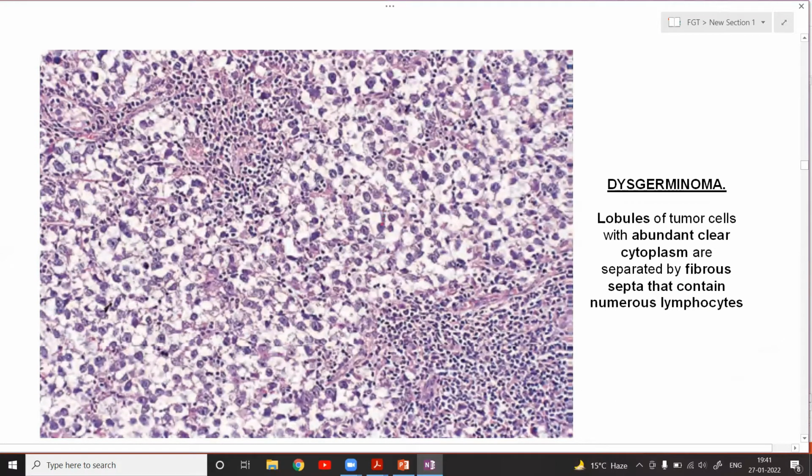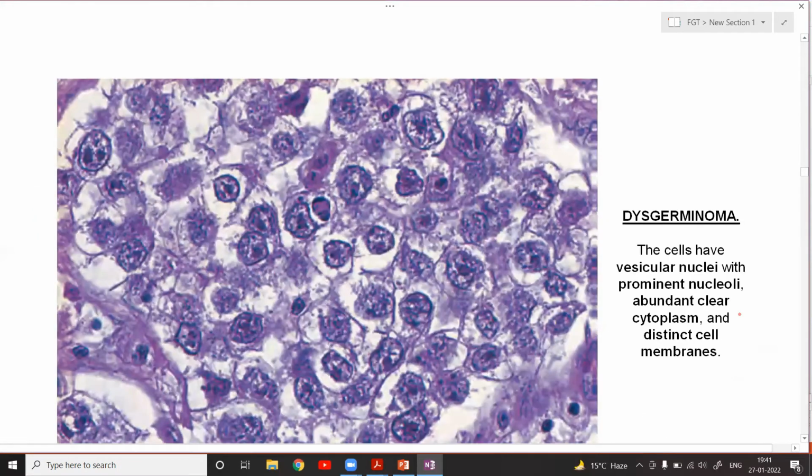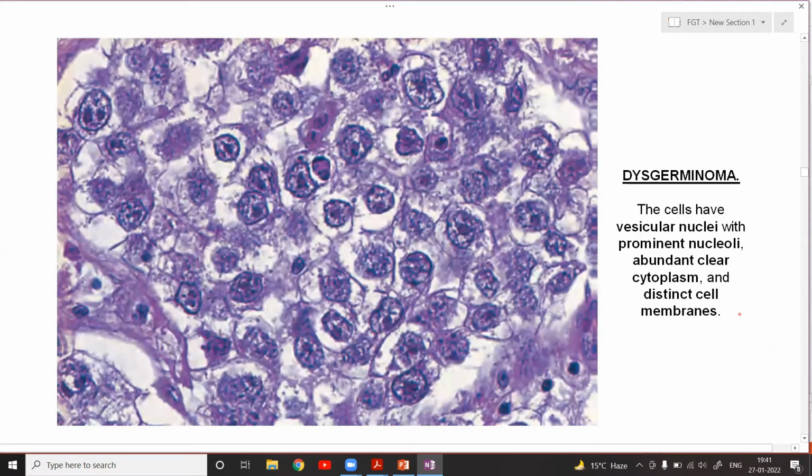So you are having sheets of tumor cells which are separated from each other by a fibrous septa which is containing lymphocytes. So this is the first thing that you are going to appreciate. The second thing that you are going to appreciate is the nature of the cells.